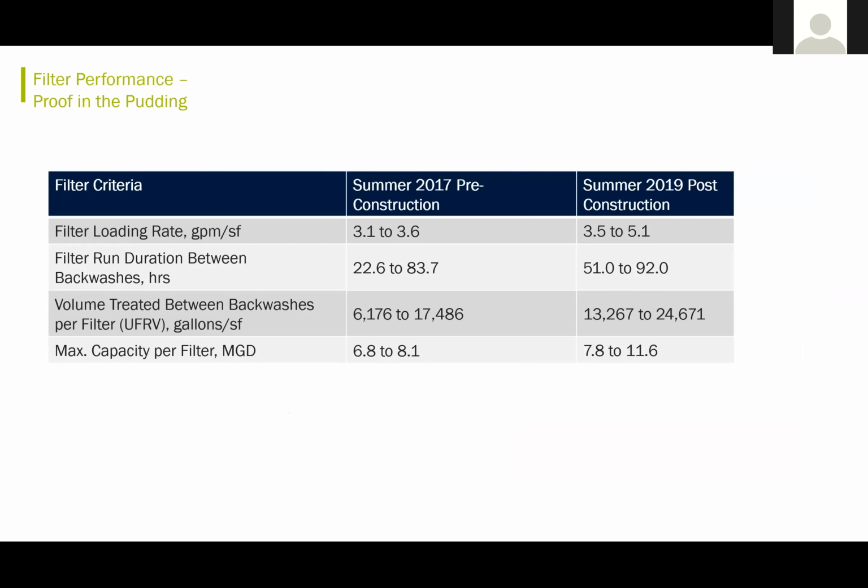So this is just some of the operational data for once they were able to get the filters replaced. The filter loading rate prior to the replacement of media was about 3.1 to 3.6 gallons per minute per square foot. And so far they've been able to increase to about 3.5 to just over 5 gallons per minute per square foot. They've extended the duration of filter runs between backwashes, and they've got a fairly good increase in the uniform filter run volume. And the capacity of the filters has been increased as well.